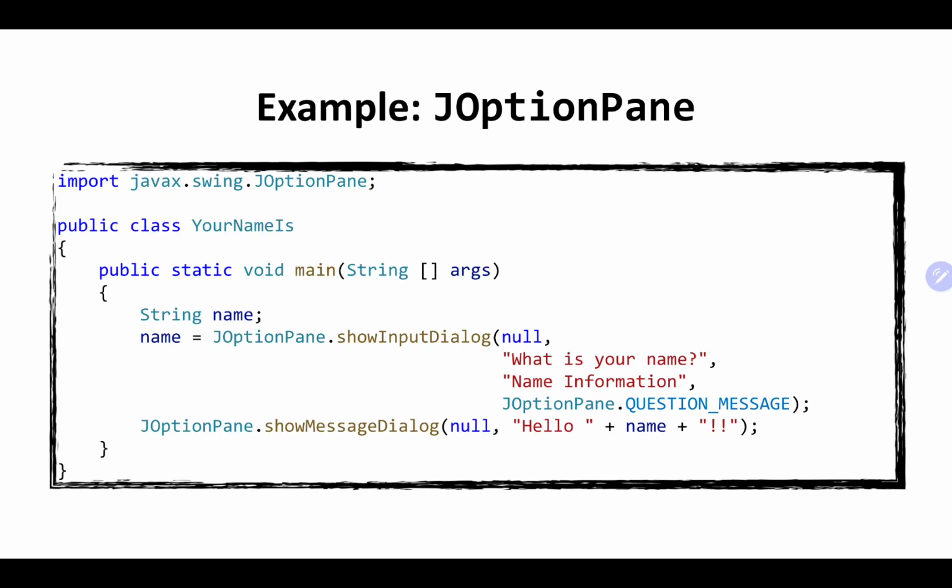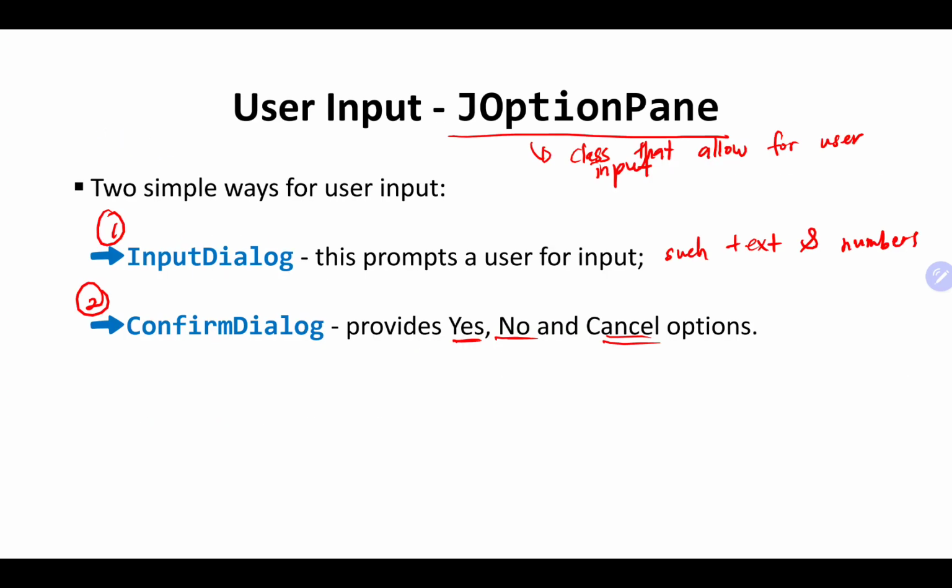Okay, let's go through the first example, the example for JOptionPane. Here we have our code, so we use this package, and we have our class name. Make sure the file name is the same as our class. Inside the main function we declare name first, and using this name we put the text that we want to show in our GUI. We're going to use showInputDialog. What does showInputDialog do? Going back to the definition, we prompt the user for an input.